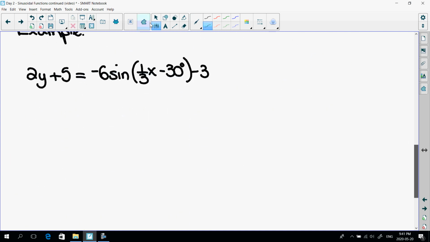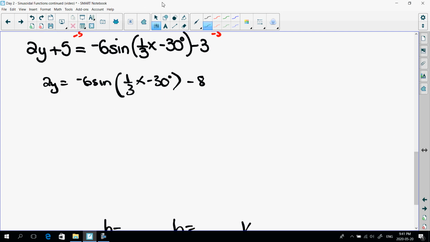Let's look at an example here. Let's put it in standard form first. The first thing I would do is subtract 5 from both sides. 2y equals -6 sine, and then I have 1/3 x minus 30 degrees in the brackets, and this would become -8. -3 minus 5 is -8. Next, I am going to divide by 2. Now remember, you divide every term by 2. Well, this whole thing from the negative sign in front of the 6 to this bracket, that's one term. So I'm actually just going to divide the a value by 2. But the k value behind here is another term. Don't divide the b and the h by 2 as well, because then you're dividing this term by a factor of 2 to the third, like dividing that term by 8. So it's really just the a and the k that we're working with.